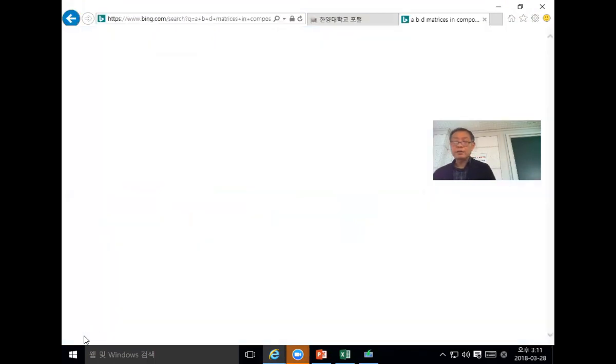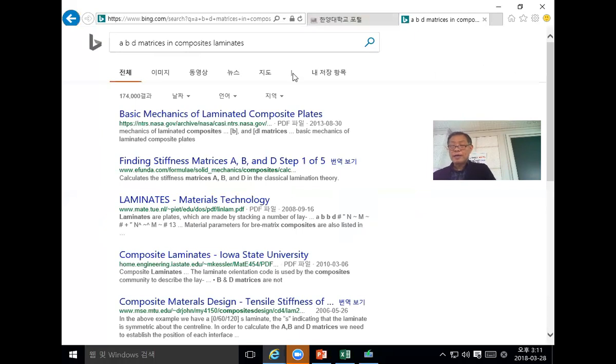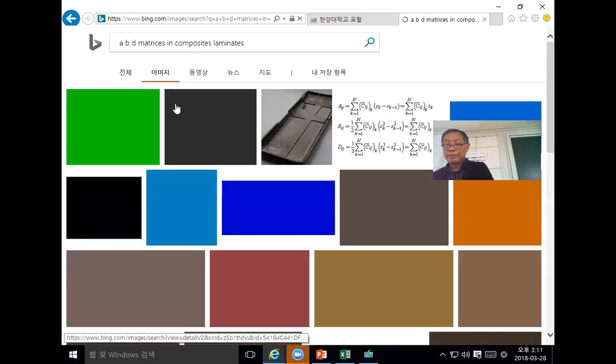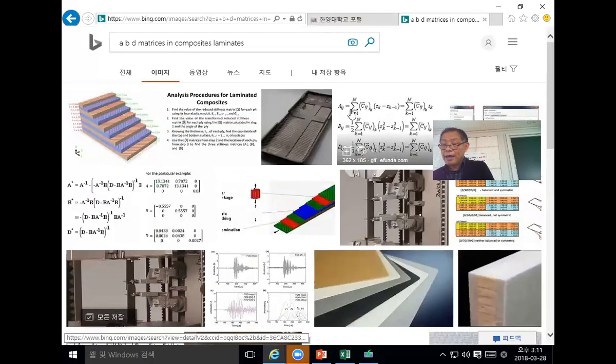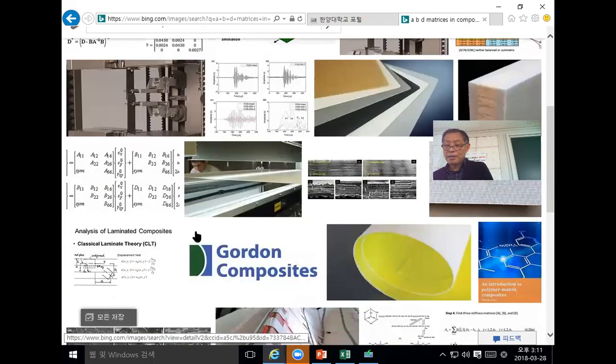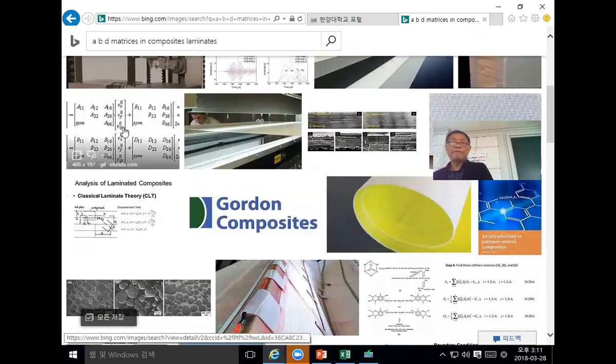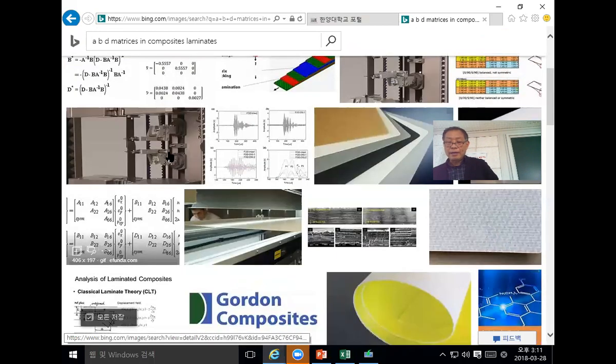Well, I just entered ABD matrix. You can see how many results you get. This is the basic mechanics of a laminate composite plate. All of this you can find on the internet, which means that we commonly use the symbols A, B and D.